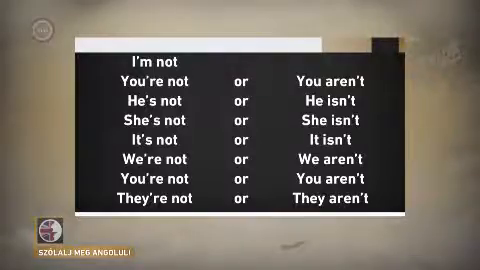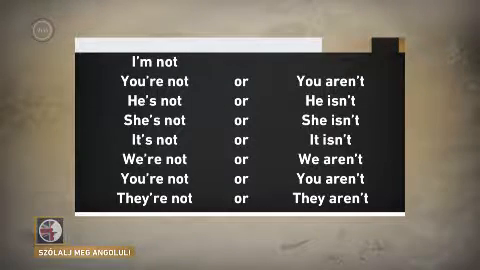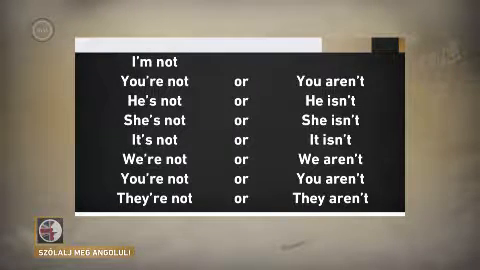We saw that we used the word not to make the negative form of the verb to be. And we touched on the fact that apart from the first person singular, there are two ways of saying the negative for all of the subjects when we use the short form. We can say you're not or you aren't. He's not or he isn't. She's not or she isn't. It's not or it isn't. We can say we're not or we aren't. You're not or you aren't. Or they're not or they aren't.